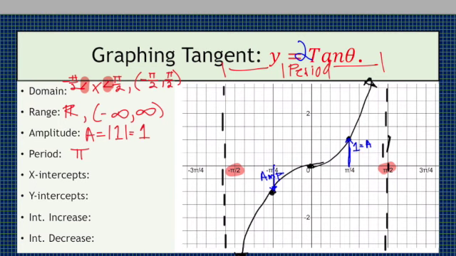So we only have one period shown, but this will continue. There's another period right here, right? There's another tangent and another asymptote right here, and same thing on the other side. There's another period of tangent, right? And it just keeps going. But we're only going to focus on just one period. But I want you to know that there are more.